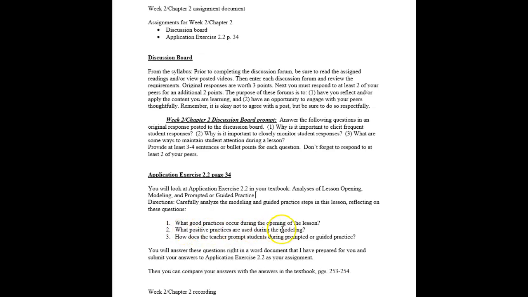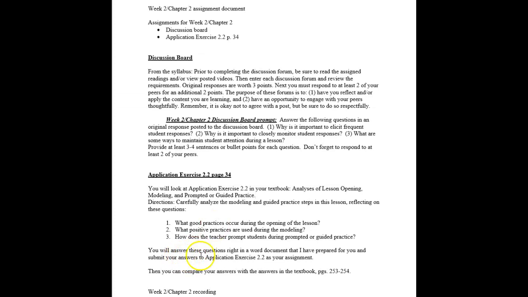What good practices occur during the opening of the lesson? What positive practices are used during the modeling? And how does the teacher prompt students during prompted or guided practice? And hopefully you're starting to think, these questions right here kind of go along with some stuff up here, right? So again, you may want to look through the chapter, do this application exercise first, and then come back to the discussion board. You may want to do the discussion board first and then come back to the application exercise. However works best for you is fine with me.